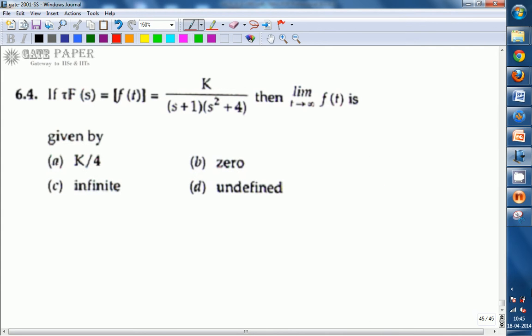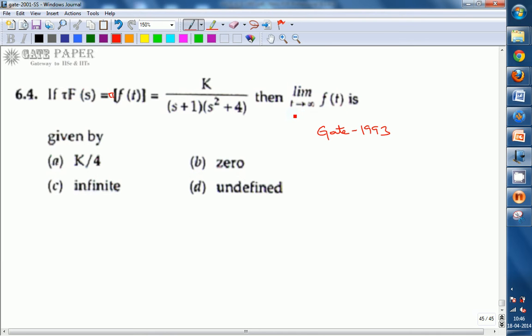We are going to see a question from Signals and Systems given in GATE 1993 from the Laplace transforms concept. Here it is given that the Laplace transform F(s) of f(t) is equal to K by (s plus 1)(s square plus 4), then we need to find the limit as t tends to infinity of f(t).